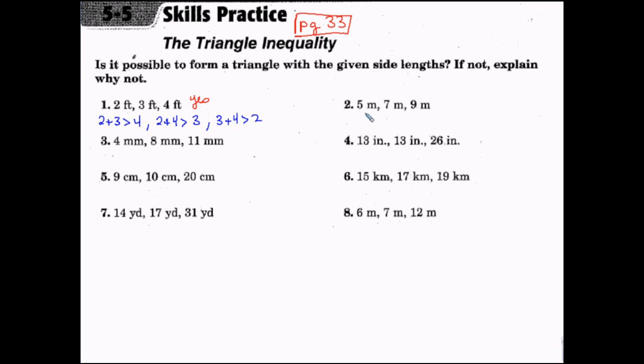If we look at number 2, 5 plus 7 is greater than 9. 5 plus 9 is greater than 7. 7 plus 9 is greater than 5. So that's all true, so yes, it can be a triangle. If I look at number 5, I have 9 plus 10 is less than 20. So since I get a less than, no.